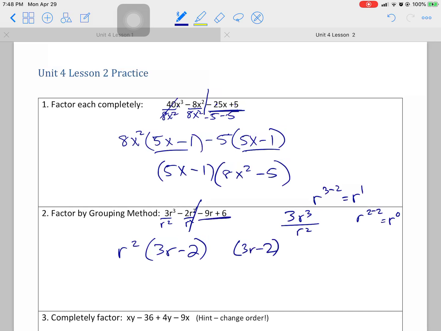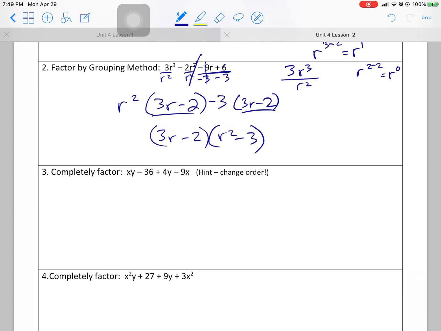How do we get this to look like 3r minus 2? Well, let's divide by a negative 3 to do it. Right? Negative 3 is a 3, positive 3 with an r left. And then positive 6 divided by negative 3 is a negative 2. All right, so that makes that the greatest common factor. And what's left goes in parentheses by themselves.